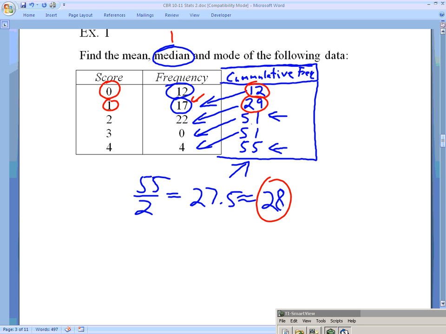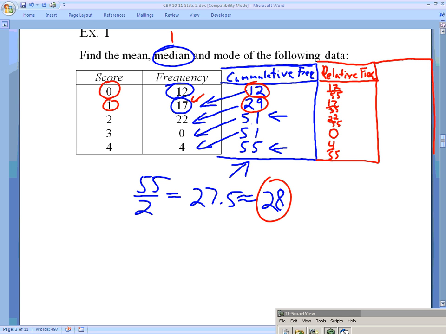We also had vocabulary dealing with relative frequency. I can demonstrate that right here. So relative frequency, we take our numbers or our frequencies and divide them by the total. So our first frequency was 12, and I just put that over 55. So I had 12 out of 55, and then I had 17 over 55, and then 22 over 55, and then 0 over 55. You could put 0 over 55, or you could just put 0, and then finally 4 over 55.